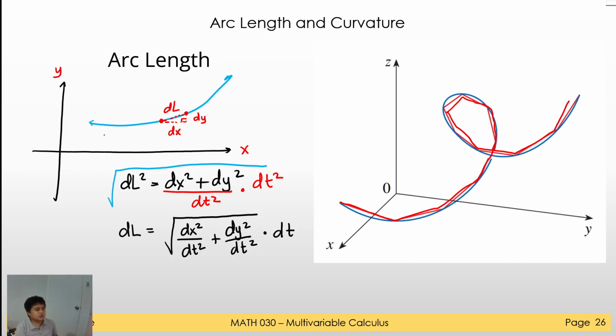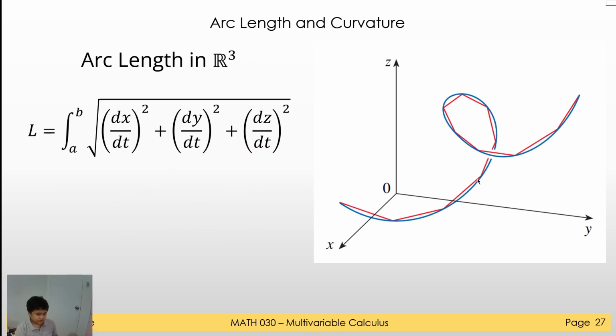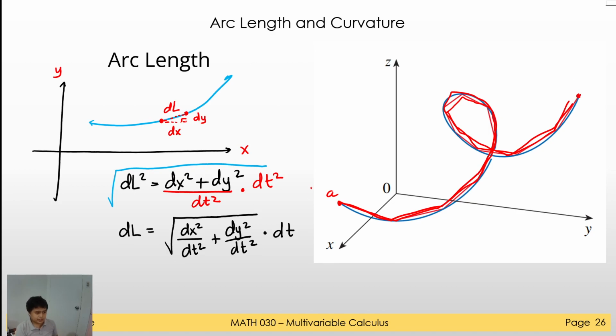Now, if we want to find the sum of the lengths, in calculus, integration means the sum. So if you find the sum of all these lengths along this curve, summing this infinitesimally from A to B, so when t is equal to A and when t is equal to B, therefore, you want to integrate this from A to B. So the integral and the derivative sign will cancel out, and we will have just L.